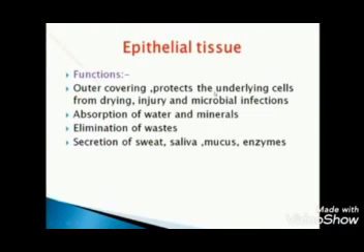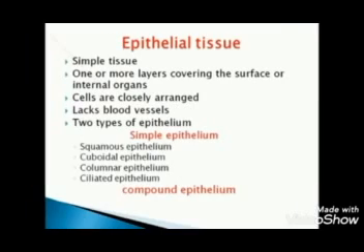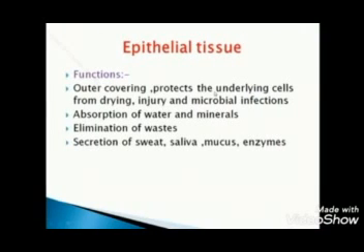Now we see the functions of the epithelial tissue. The skin, which forms the outer covering of the body, protects the underlying cells from drying, injury and microbial infection. They help in absorption of water and nutrients. They are involved in elimination of waste products. Some epithelial tissues perform secretory function, for example, secretion of sweat, saliva, mucus and enzymes.